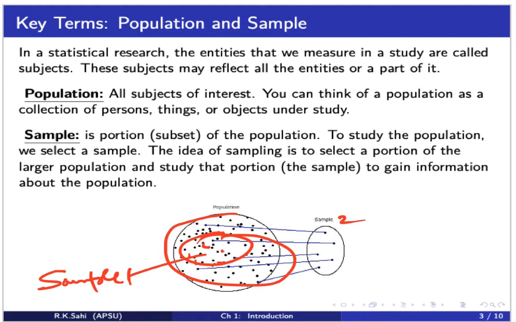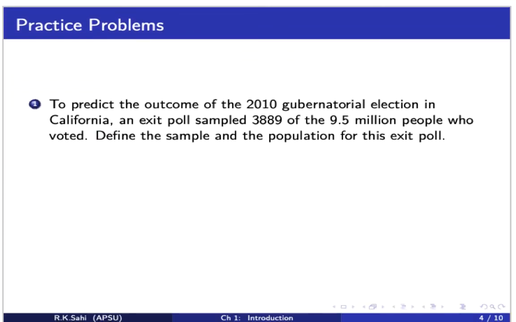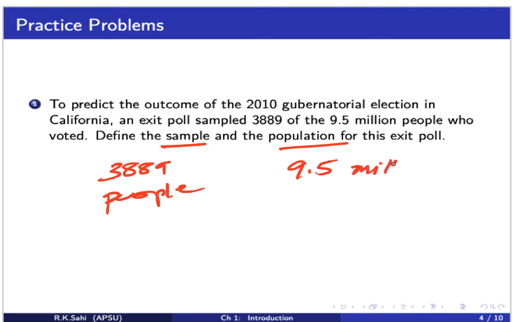Let's look at one simple example. It could be the prediction of the outcome of the 2010 gubernatorial elections in California. An exit poll sampled 3,889 of the 9.5 million people who voted. What would be the sample? The sample would be 3,889 people. And the whole population for this exit poll would be 9.5 million people.